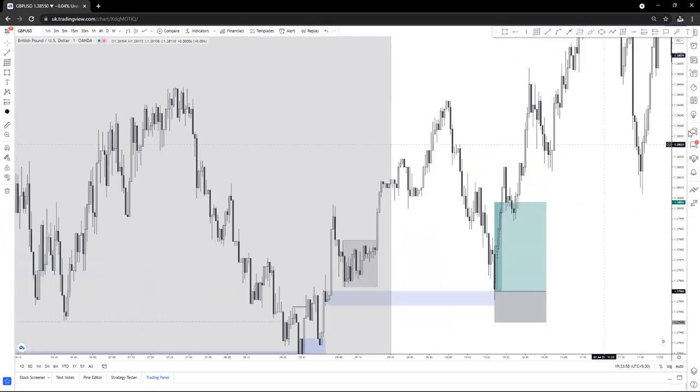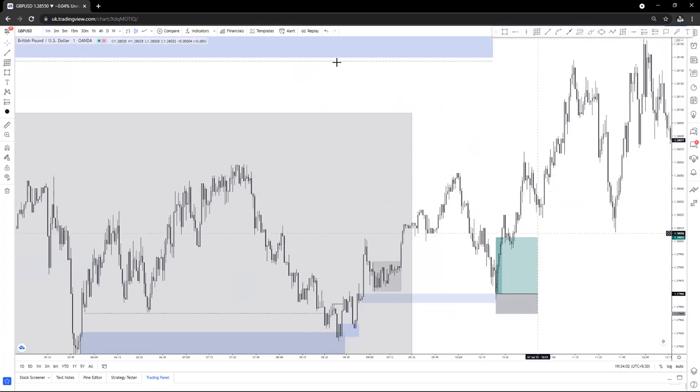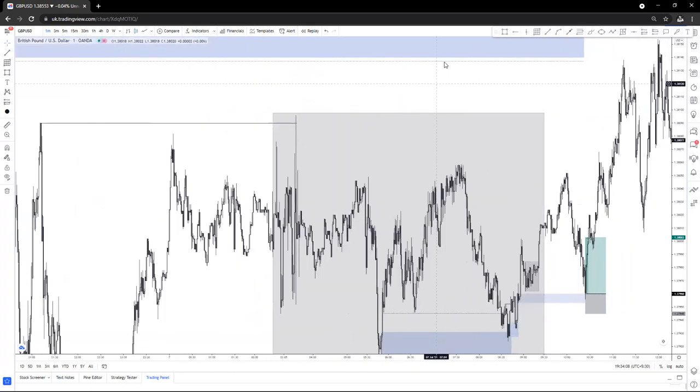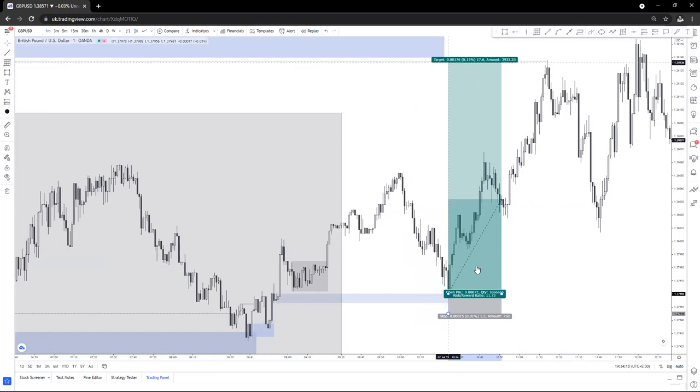Now, where would my target be? I told you about this thing right here. I told you, once a major high or low has been broken, there needs to be a pullback, right? So now, this is my first target. Boom. That was my first sell. I'm sorry, first long position.